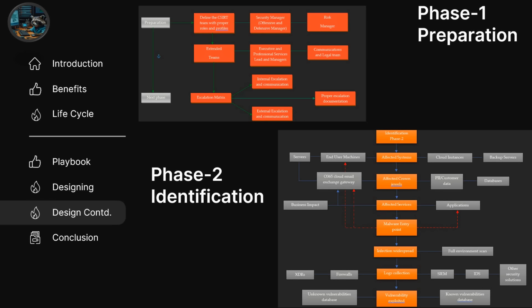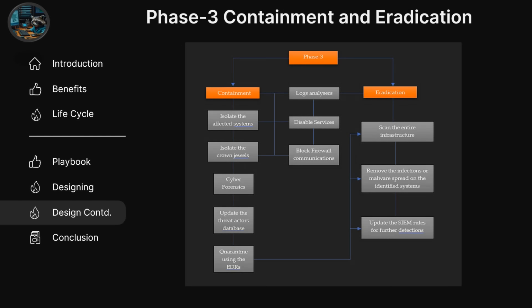Maybe you're containing from some network security devices. Those will be covered in your SD-WANs and other security solutions. Then vulnerability is exploited. If malware gets an entry point, there will be chances of how the malware will spread. There will be unknown vulnerabilities in the database, and there will be known vulnerabilities in the database. So this is phase 2.